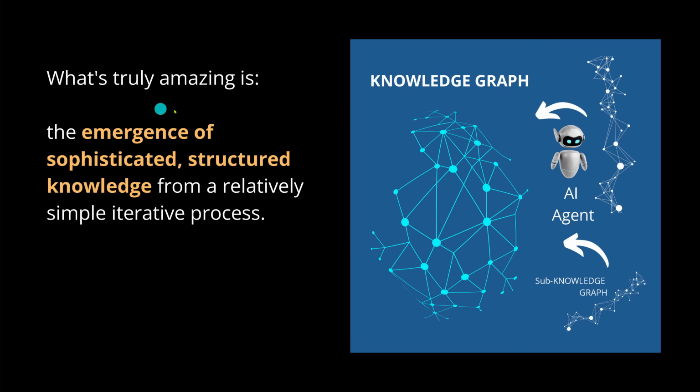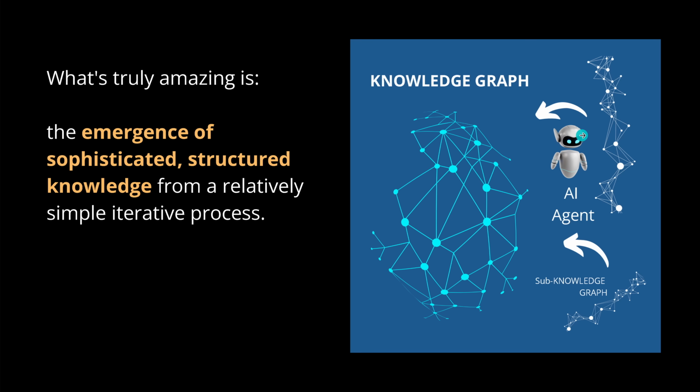If we look at the emergence of sophisticated structured knowledge from a relatively simple iterative process, this is where we have to look, because our AI agent is a simple agent. Yes, it can do some reasoning, no problem, but it is just performing a simple iterative process. I get a query, this AI reasons about it, transforms the reasoning pattern into a sub-knowledge graph, and then we have it. So what is our limitation?